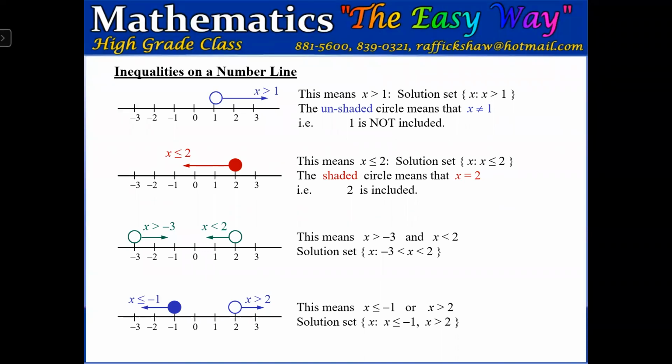If you just follow the basic principle: the unshaded circle means that the equal is not there. An arrow pointing to the right means greater than. An arrow to the left means less than. A shaded circle means that the equal is there as well. And the circle is placed on the value that you start with. So if you say something to me right now, I can draw the number line for it. Anything. Let us continue.